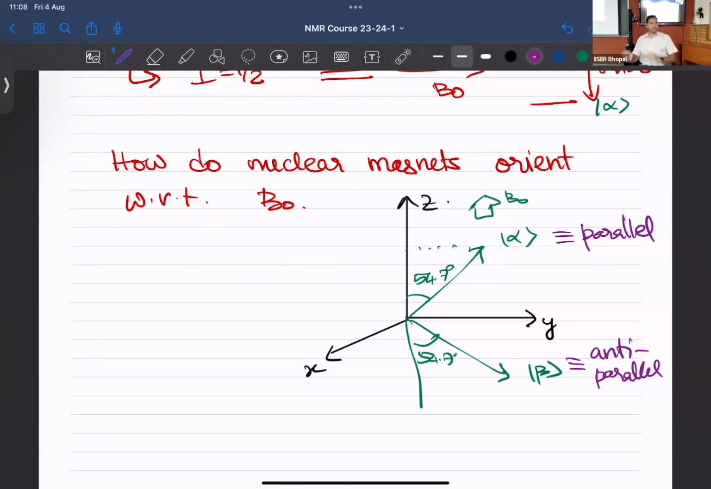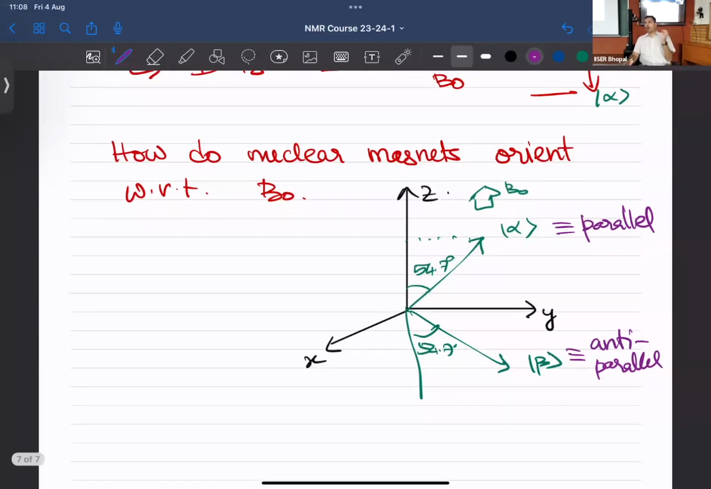That we will see as we go forward. Okay. So far, I hope you guys are able to understand how when you have a non-zero spin quantum number, especially spin half, there are discretized energy levels that are separated by a certain energy unit, right?